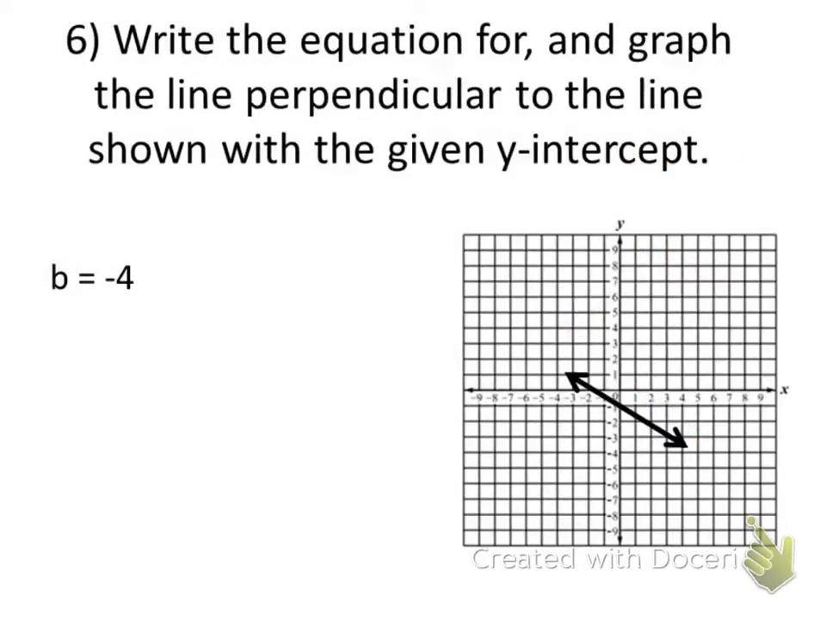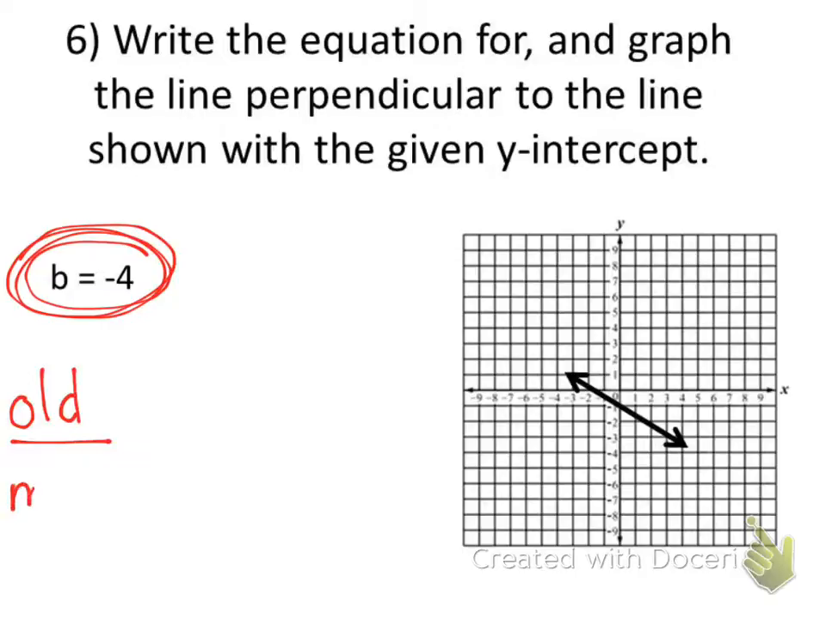All right, we have one more example. Again, you don't need to do the graphing part. You can just do the equation part with me. So here is the b that we want. I want it to be perpendicular to this line. So what do I need from this line? Yes, I need to find the old slope.